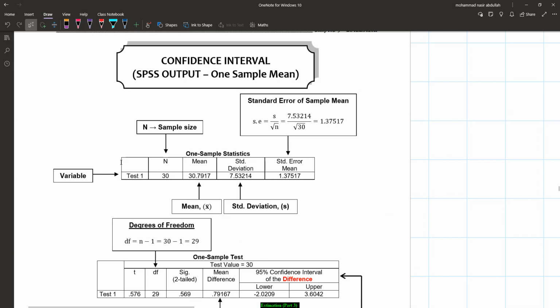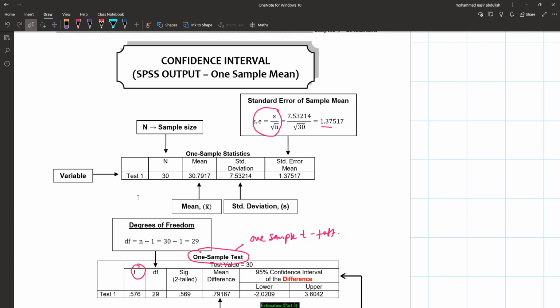So this is the confidence interval from an SPSS output, right? In SPSS, this is for a one sample t-test. Of course they are using the t distribution because it's a t-test. They will give you two tables. The first table is One-Sample Statistics, which summarizes the sample size, mean, standard deviation, and standard error of the mean. Standard error of the mean is standard deviation divided by the square root of n.